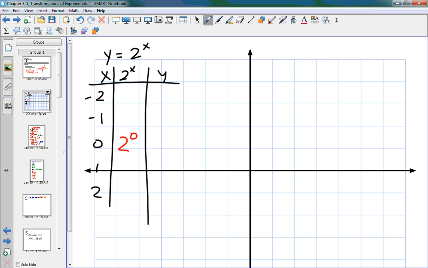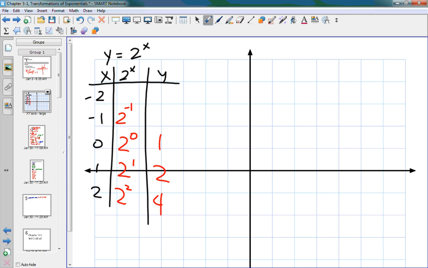What's 2 raised to the 0 power? 1. Our brain understands that. Fine. What's 2 to the first power? 2. What's 2 squared? 4. Now, the next thing, negative exponents. This is where things fall apart for you guys.